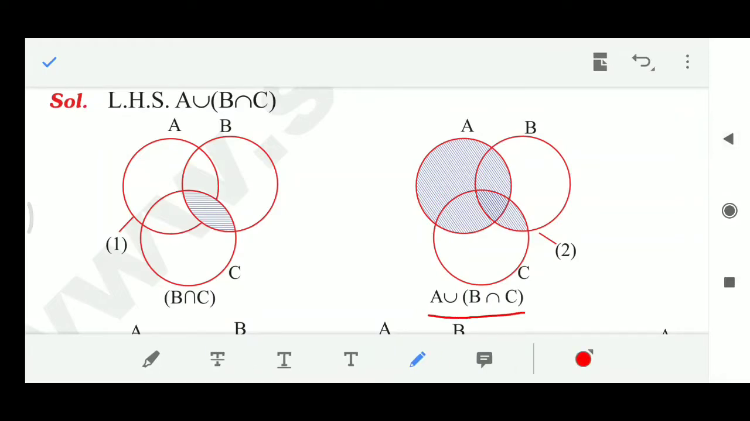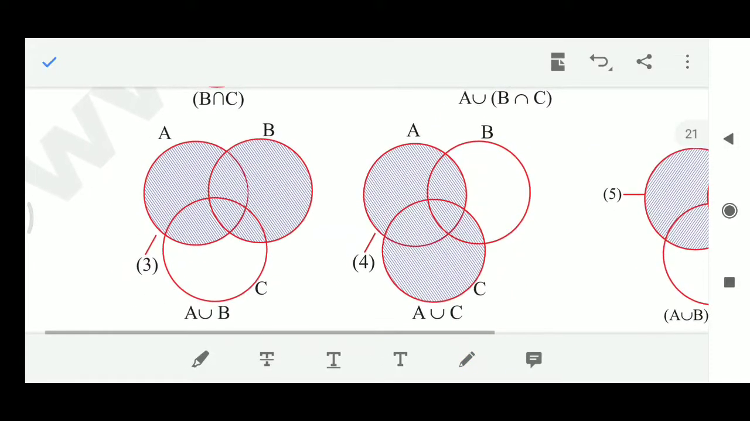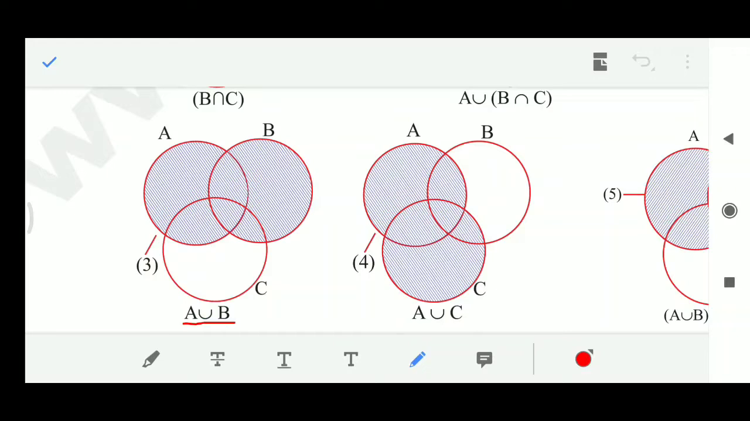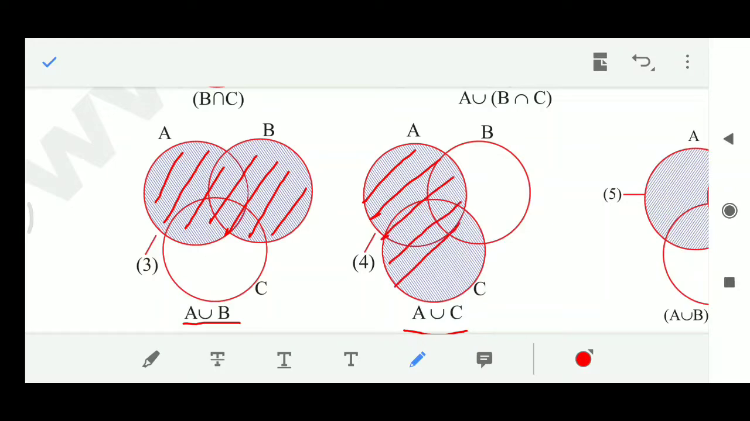Next we are going to find A union (B intersection C). Now we are going to include A with B intersection C. So B intersection C plus A gives diagram 2. Then to the right hand side, first we are going to find A union B. A union B means the whole set A and B. Then A union C. Here you have to combine A and C fully. This represents the fourth diagram.